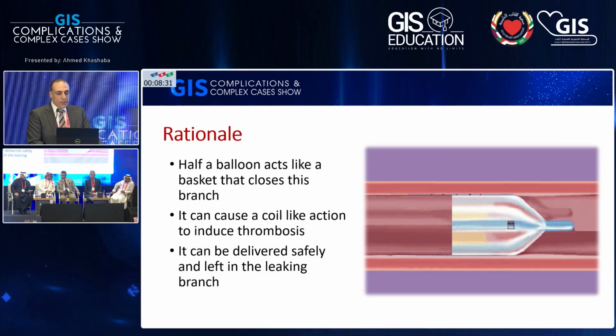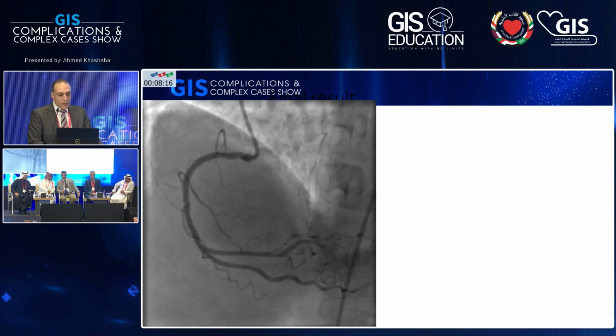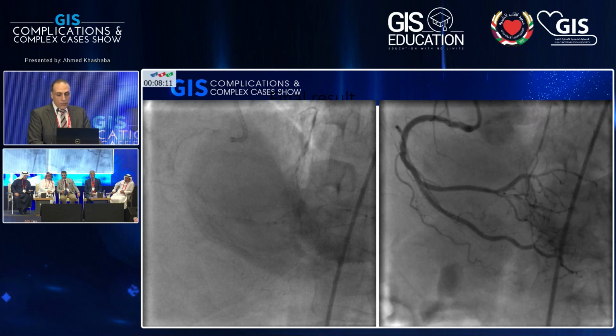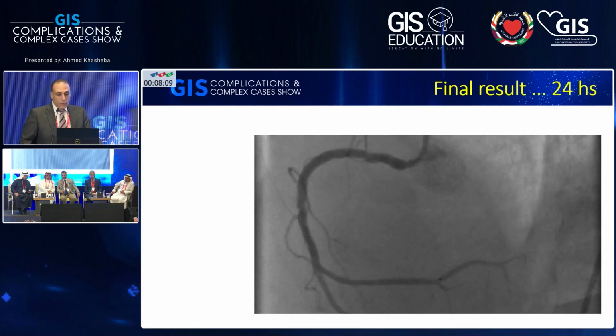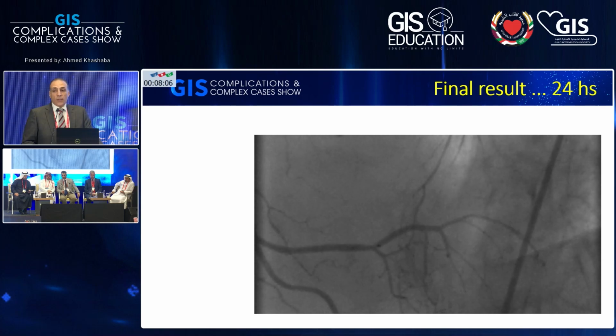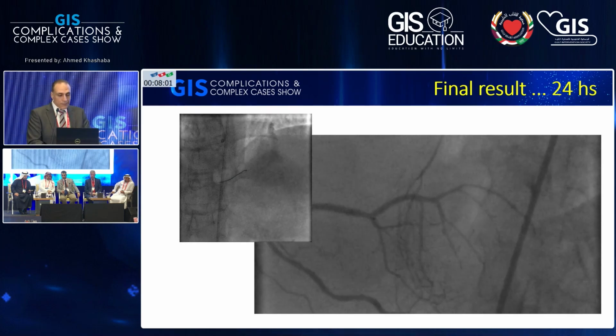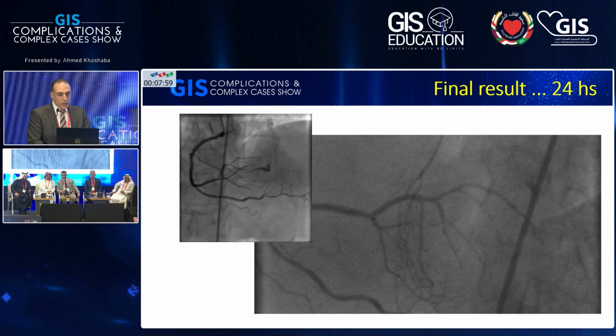This is the rationale. If you put a half balloon, it looks like a basket, and it can cause also a coil-like action to induce thrombosis, and can be delivered safely and left in the leaking branch. This is at the end of the procedure, minimal leak around the balloon. And this is after 24 hours. There's absolutely no leaks, no pericardial effusion, and the small branch is completely sealed. And this is to remind you how it was in the beginning of the case.